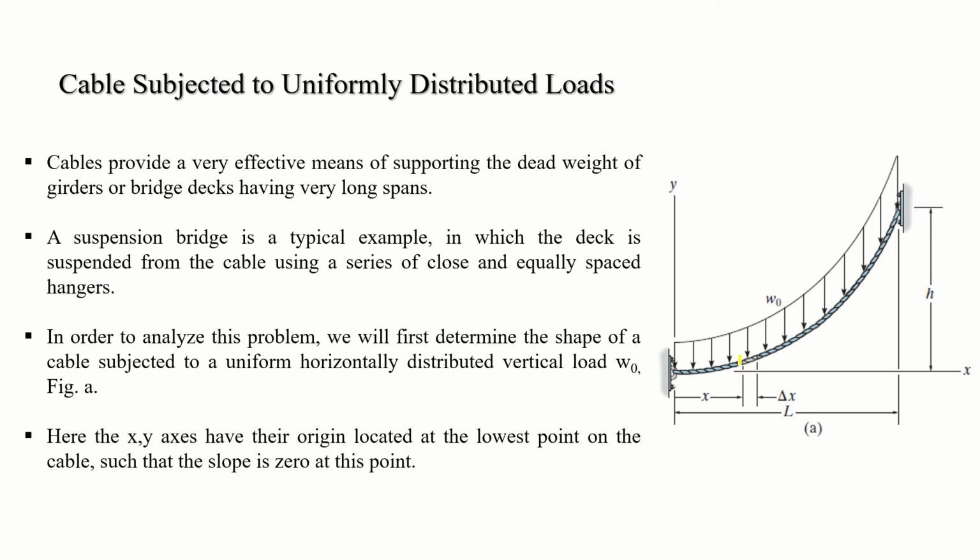Now you might have noticed that it is not in straight segments, right? The entire cable is of the same shape because it is subjected to a similar kind of load, the uniformly distributed load. The difference between both the supports vertically is h, okay, and the horizontal distance between both the supports is l.